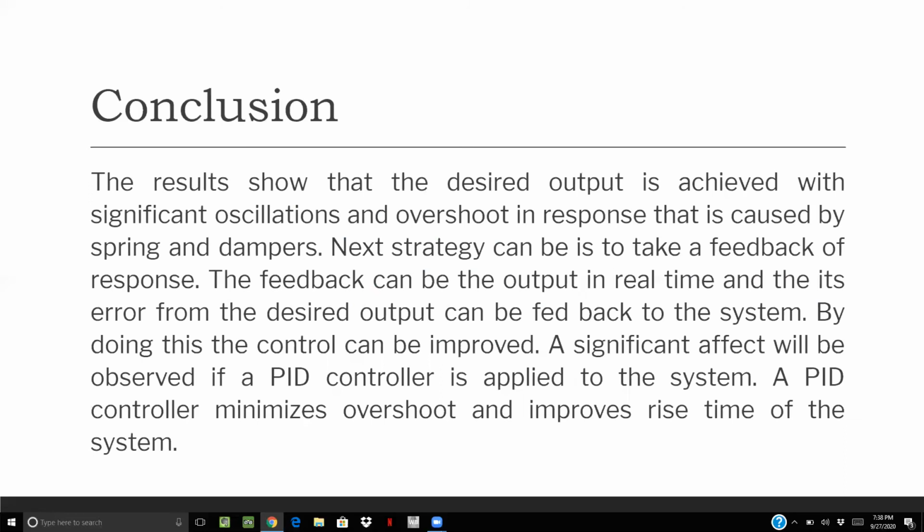We were able to get the transfer function by finding the equation of motion, and using that we checked the system's response by applying the step input and taking into consideration the damper and spring constants. From this, we achieved the results shown in the previous slides.